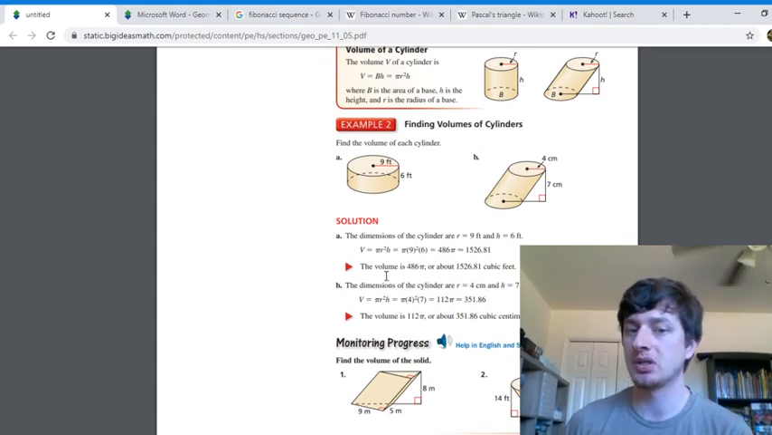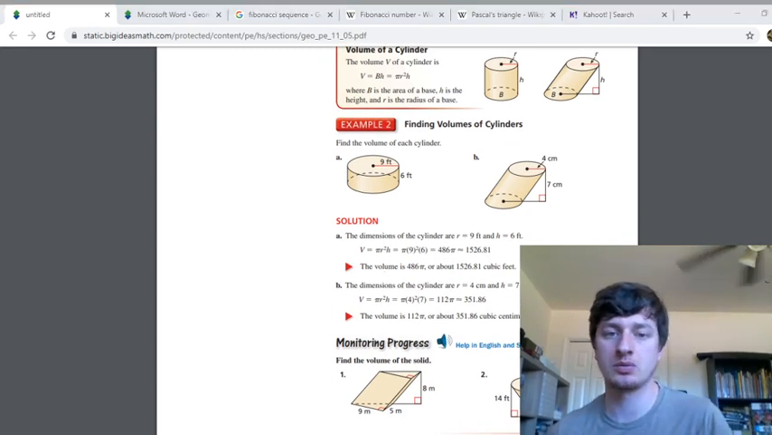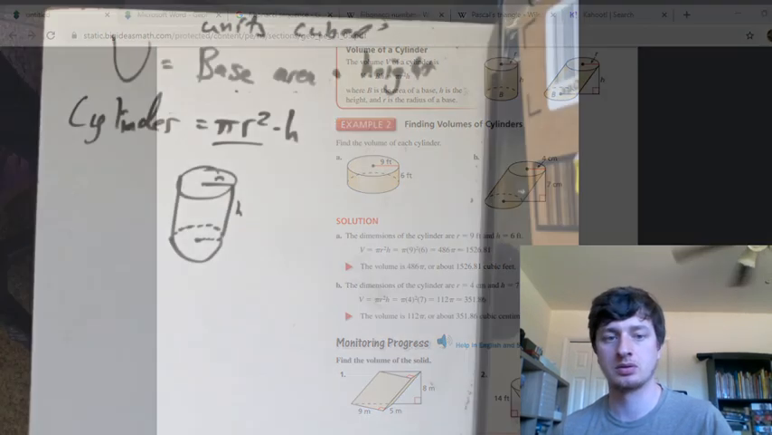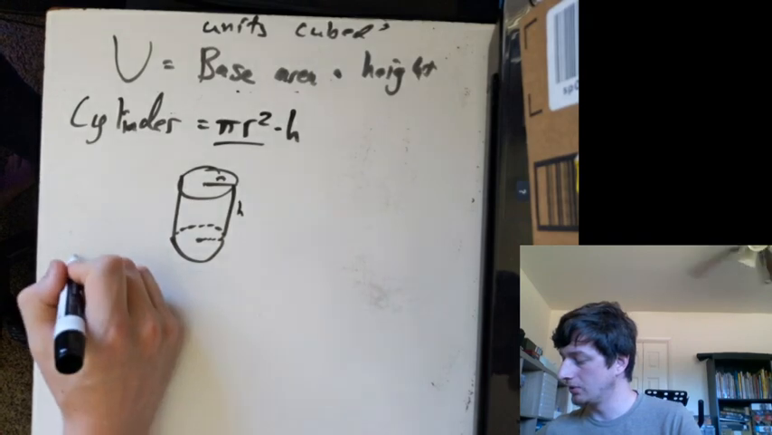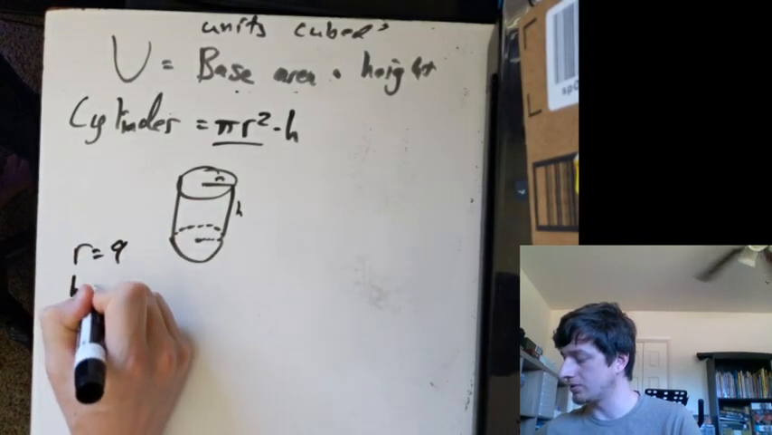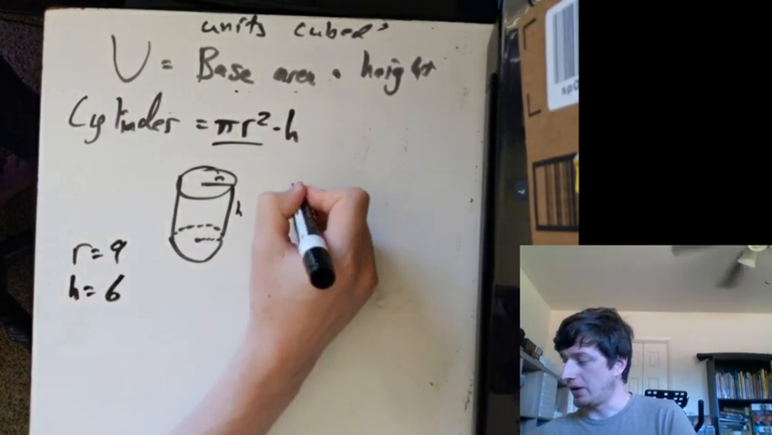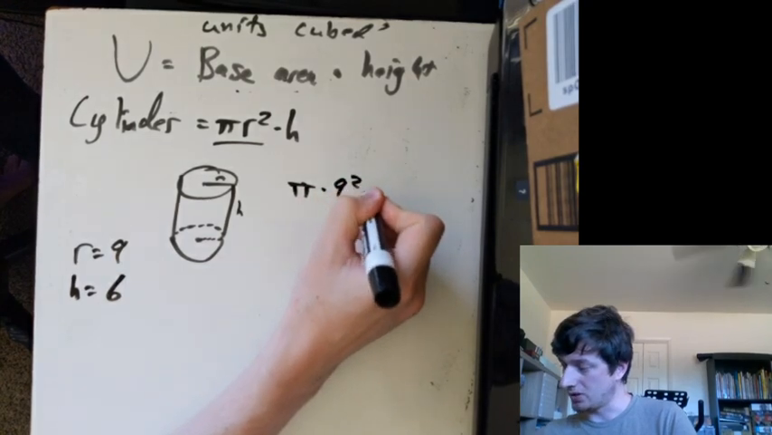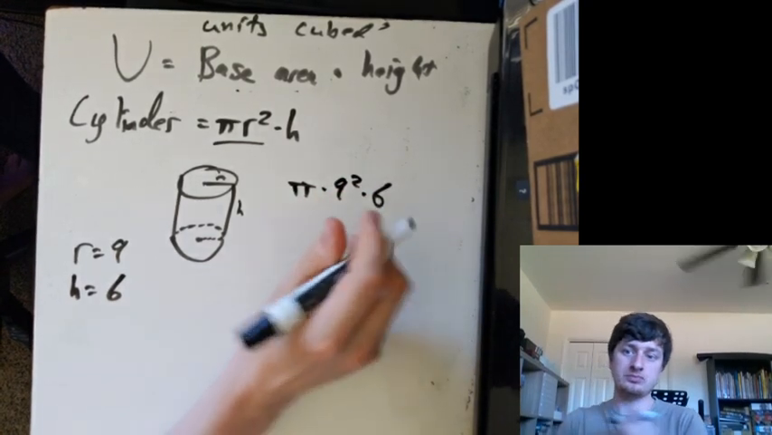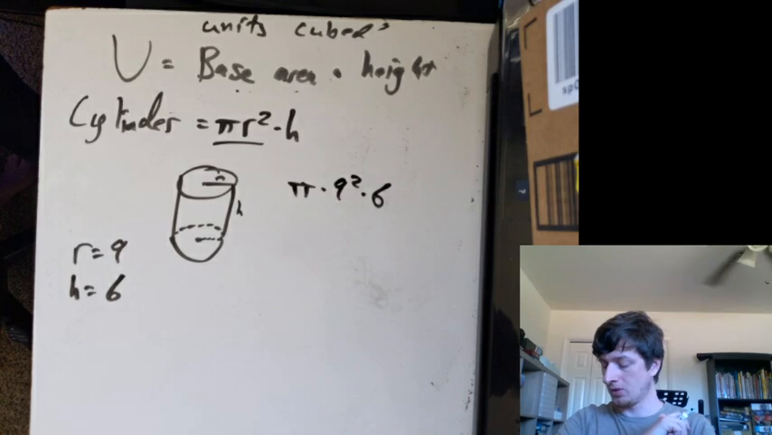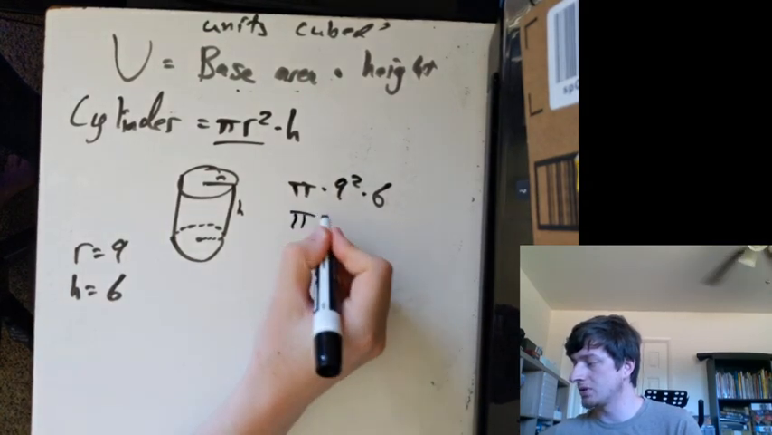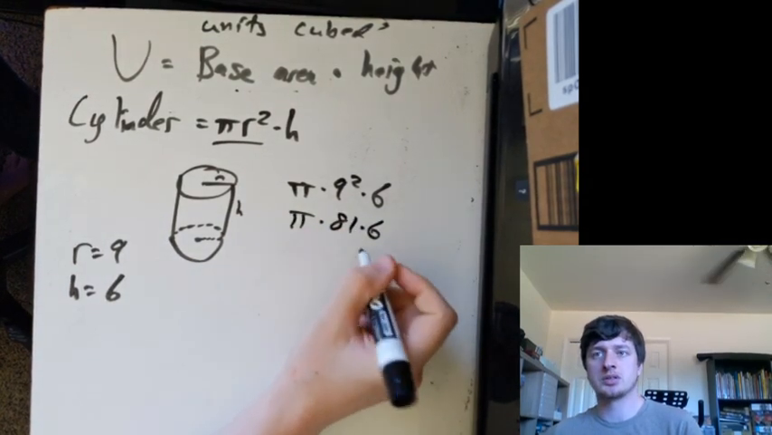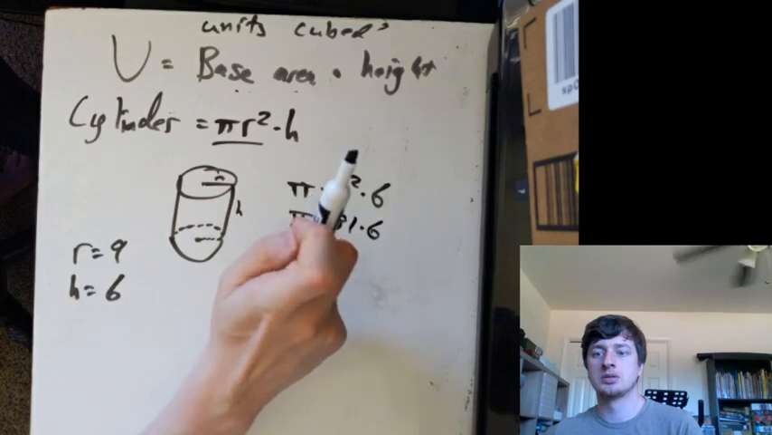So we're going to do these examples. I have one with 9 and one with 6. So radius equals 9, height equals 6. You get pi times 9 squared times 6, which is going to be 81 times 6, and I would use a calculator. Pi times 81 times 6, but 6 times 8 is 48.